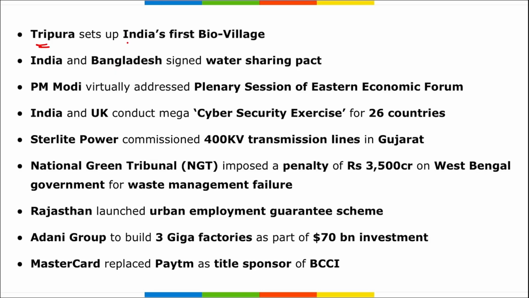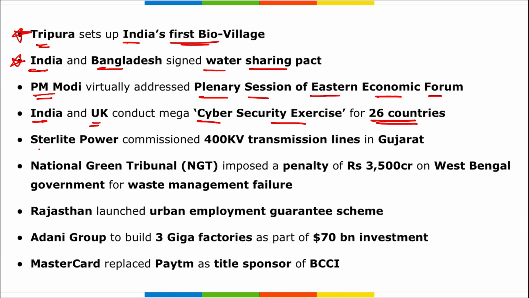Next, Tripura. Tripura set up India's first bio village. Important. India and Bangladesh signed a water sharing pact. Prime Minister Narendra Modi virtually addressed the plenary session of the Eastern Economic Forum. India and UK conducted a mega cyber security exercise for 26 countries. Sterlite Power has commissioned a 400 kilovolt transmission line in Gujarat. And remember, the 36th edition of the National Games is being held in Gujarat only, in 6 cities. Just the cycling event is being hosted in New Delhi. Rest all the events are being organized in the 6 cities of Gujarat.